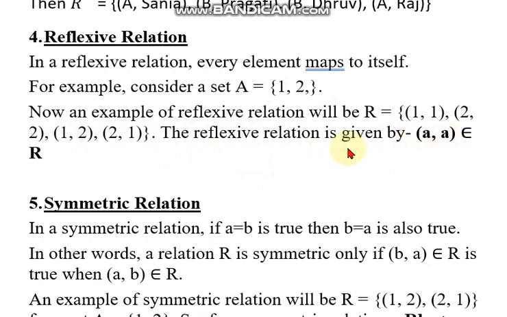That means all the ordered pairs such as (1,1), (2,2), (3,3), (4,4), (5,5), if the set is like the natural numbers. So R should consist of (1,1), (2,2), (3,3), (4,4), (5,5) that way. That is called reflexive relation. Like we are seeing our reflection, okay. So that same element will come with the first element, that is called reflexive relation.